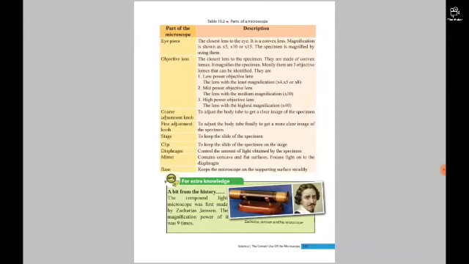Now I'm going to teach you the descriptions. First, the eyepiece. It is the closest lens to the eye. It is a convex lens, because only convex lenses are used here. Magnification is shown as 5 times, 10 times, 15 times. The specimen is magnified by using them.